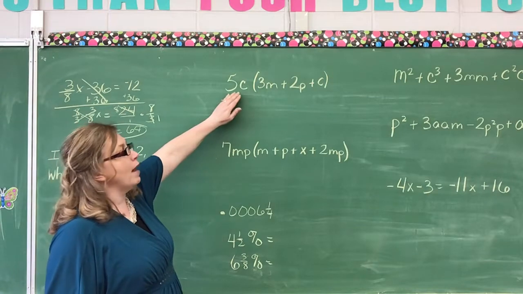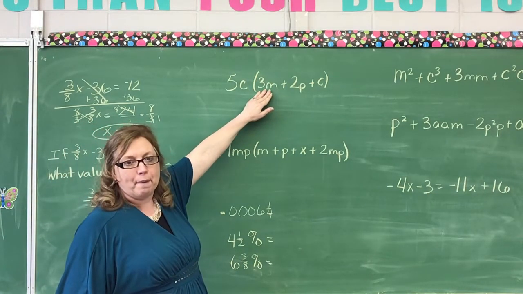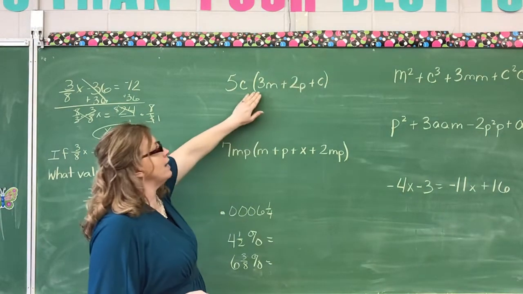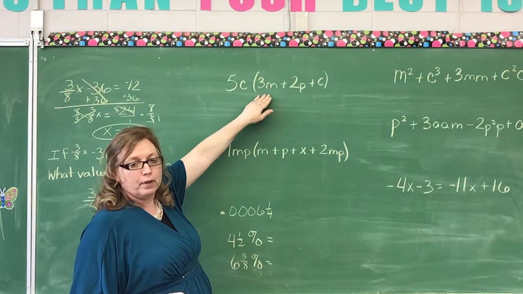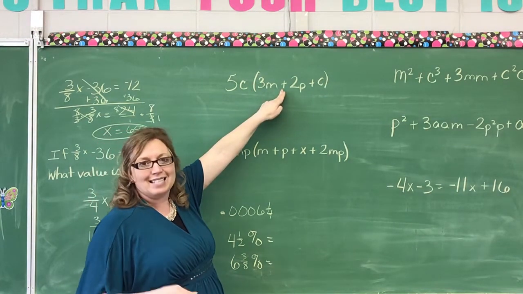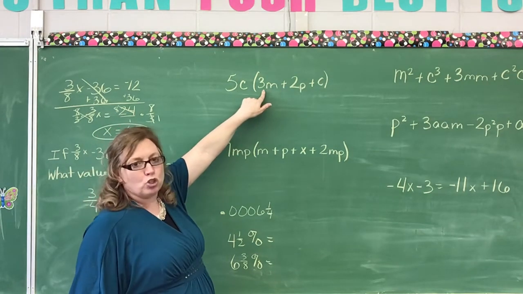You're going to multiply 5c times the first term, which is 3m, okay? We don't care about this. All we're looking at is this first term. A term is from the parentheses to the first process, the addition or subtraction sign, okay? So we have 5c times 3m.